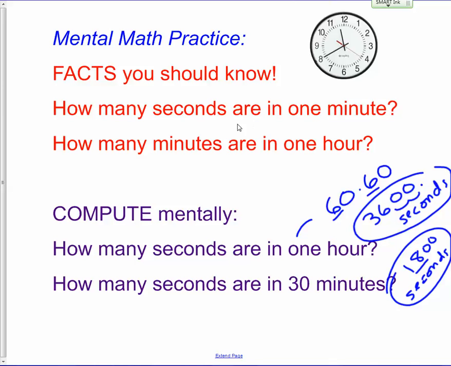So a quick math warm-up we started with today was how many seconds are in a minute, and you all knew 60. How many minutes in an hour? 60. So I said mentally compute how many seconds are in an hour. So it's 60 times 60, and remember the shortcut is 6 times 6, which is 36.